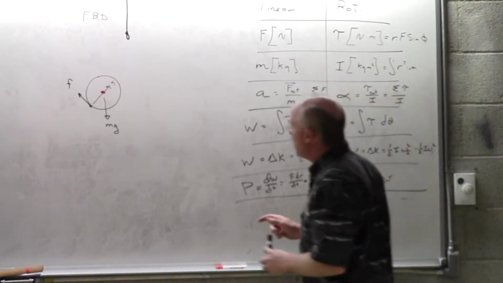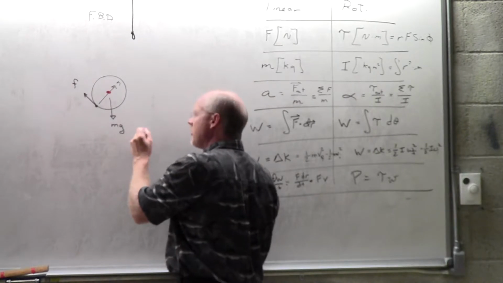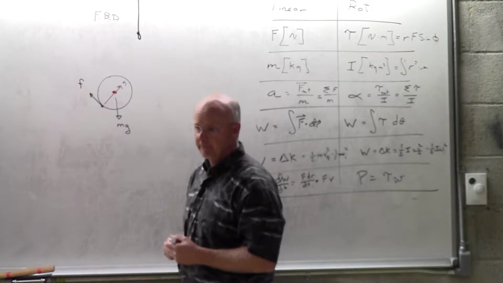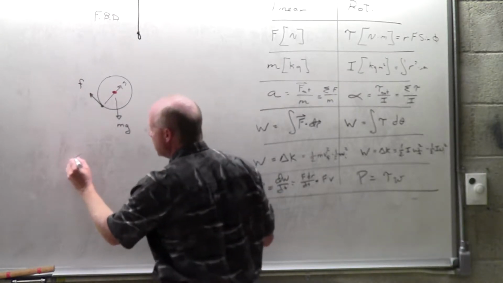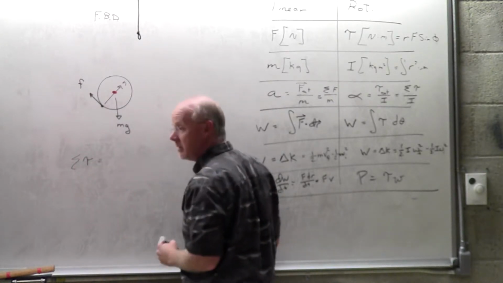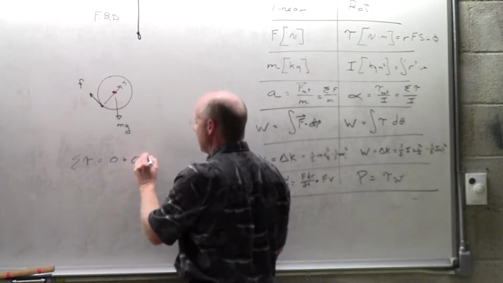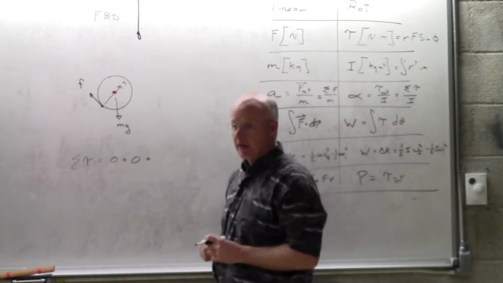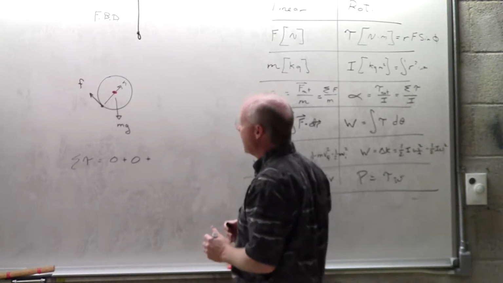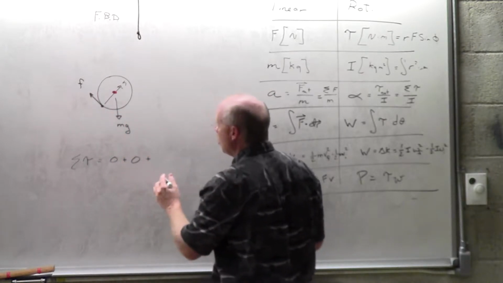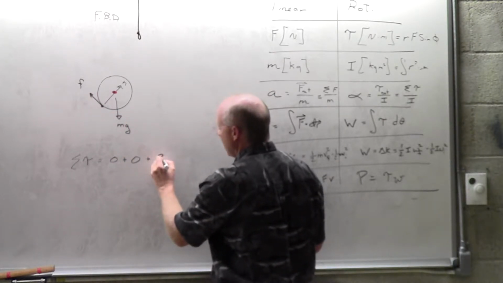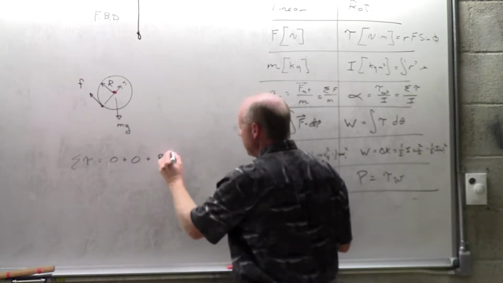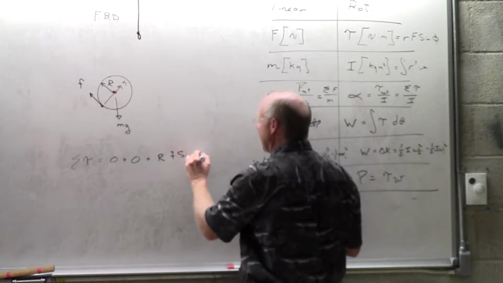And so again, no torque from the normal, no torque from gravity. What is the only thing that makes this thing rotate? Right there. The friction. If you were to say, what is the sum of the torques? You would have a 0 from gravity and a 0 from the normal force. Now, from the friction, that's not the case. The friction would be at a distance of r, if r is the radius of it, and the friction would be F, and the angle would be 90 degrees.